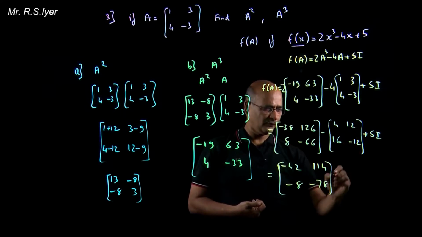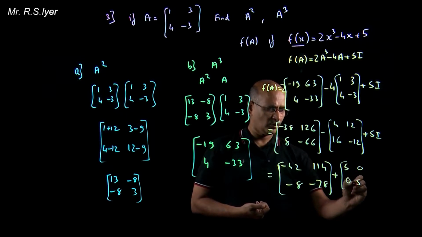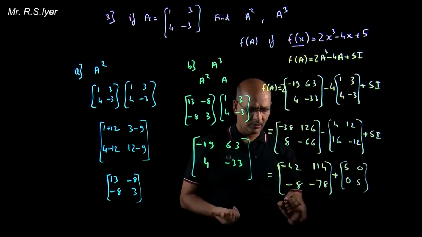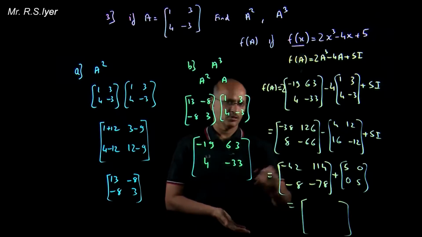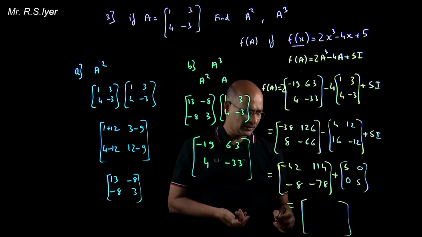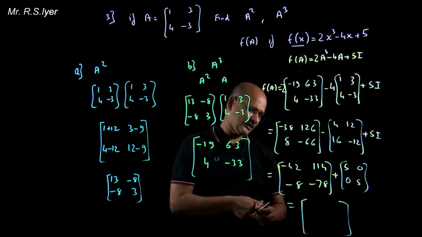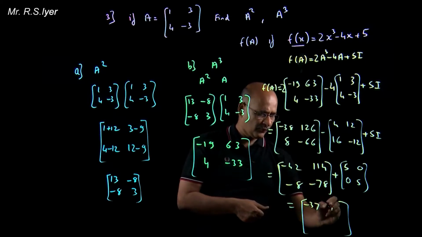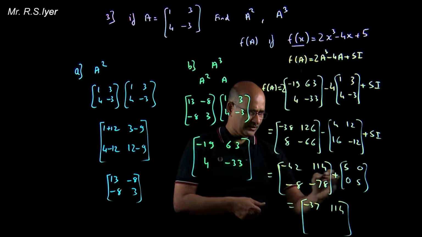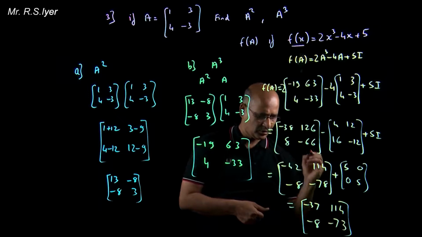Now it is plus 5i, so 5i is nothing but 5, 0, 0, 5. Now work it out. This is the final answer in this case, and you finish off on your own. Minus 42 plus 5, so minus 42 plus 5 becomes minus 37, right? Minus 37, 114, minus 8, and minus 78 plus 5 is nothing but minus 73.